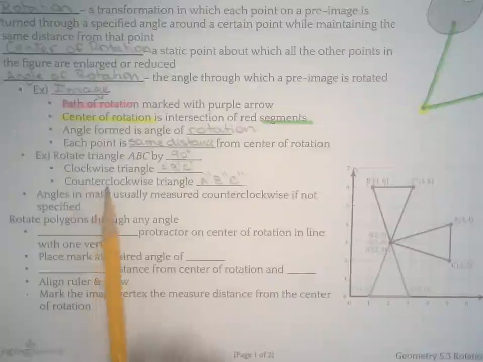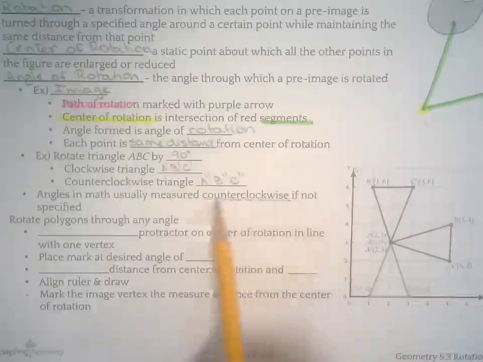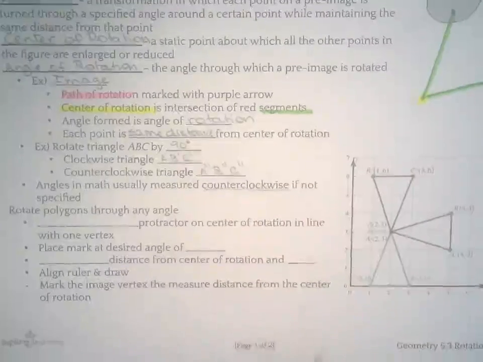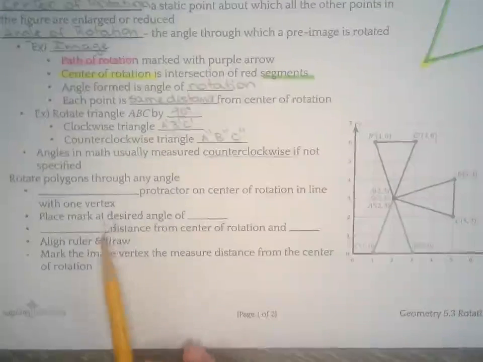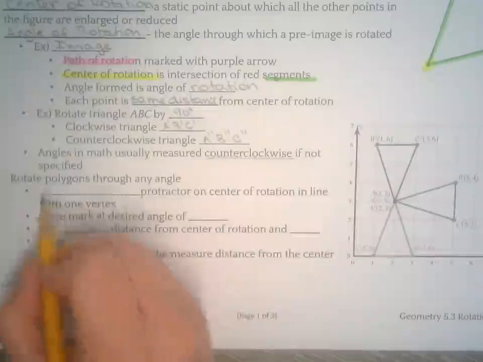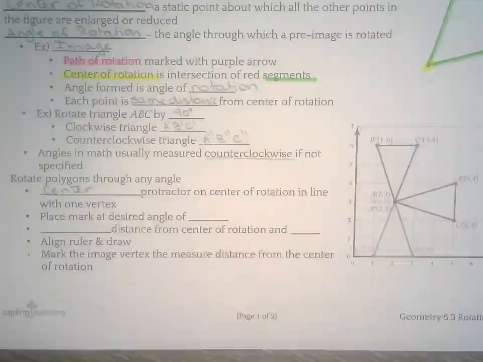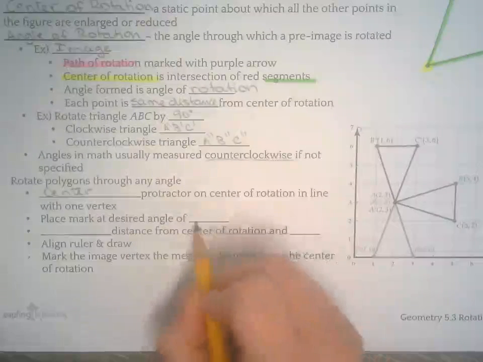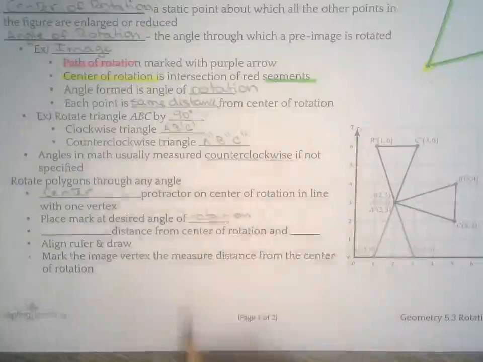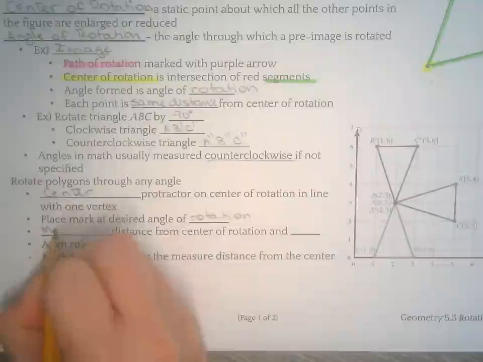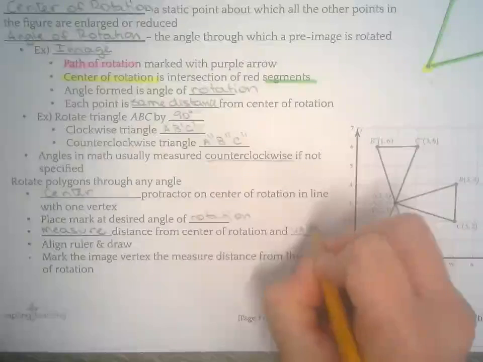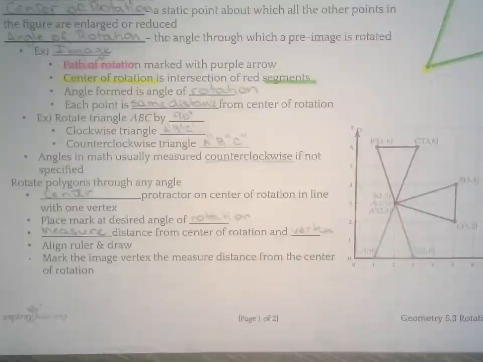When it doesn't say anything, the default is counterclockwise. On Sapling, I think you're going to have a question where you use these steps. You center the protractor on the center of rotation in line with the vertex. You place a mark at the desired angle of rotation. You measure the distance from the center of rotation to the vertex. Align the ruler, draw and mark the image vertex, and measure the distance from the center of rotation. Boom, right there.